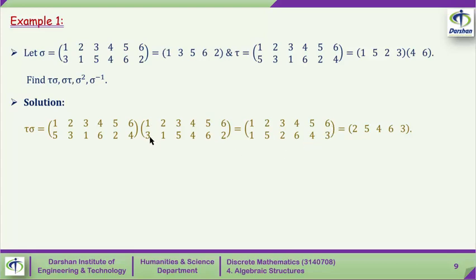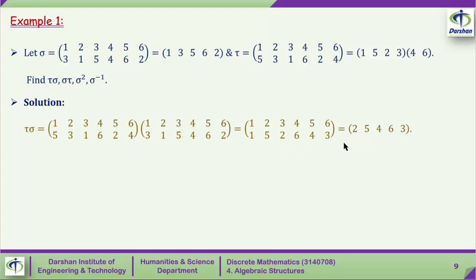Here 1 goes to 3, then 3 goes to 1, which means 1 goes to 1. Now 2 goes to 1 and 1 goes to 5. So finally 2 goes to 5. 3 goes to 5, then 5 goes to 2, so 3 goes to 2. 4 goes to 4 and 4 goes to 6, so 4 goes to 6. Now 5 goes to 6, then 6 goes to 4, so 5 goes to 4. 6 goes to 2, then 2 goes to 3, so 6 goes to 3. So this is the composition of tau with sigma.